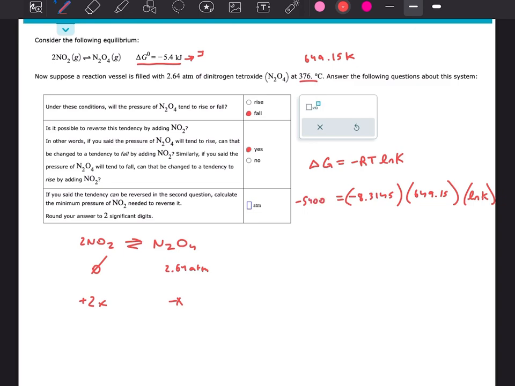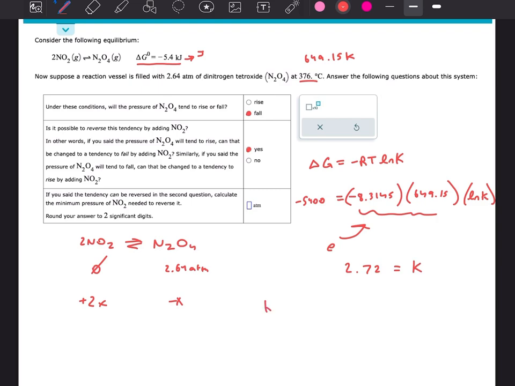And now we're going to solve for K. So first just divide by this stuff, and then whatever answer you get, you're going to take e to the power of that. So we're going to do negative 5,400 divided by negative 8.3145 divided by 649.15. And then that answer, I'm taking the e to the power of it. So we get 2.72 is equal to K.